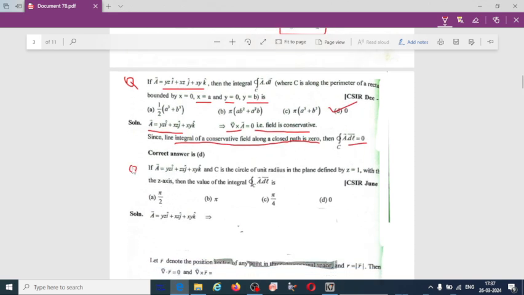So the next question: if the given vector and C is the circle of unit radius in the plane defined by z equal to 1 with the z axis, then the value of the integral is. So in this question, again the answer is as stated above: the line integral of a conservative field along a closed path is what? 0. That's why option D is correct.